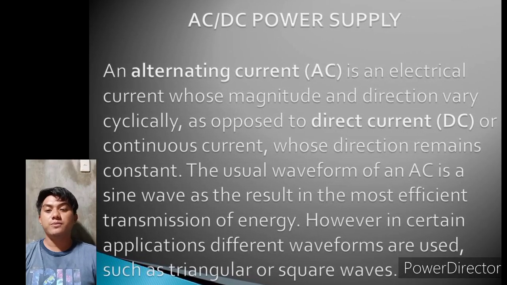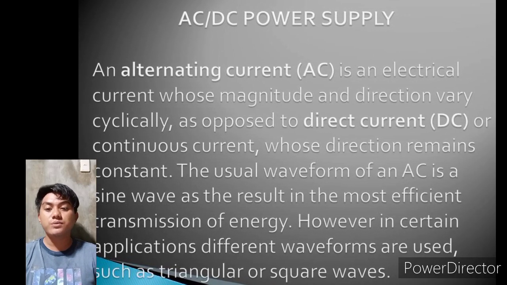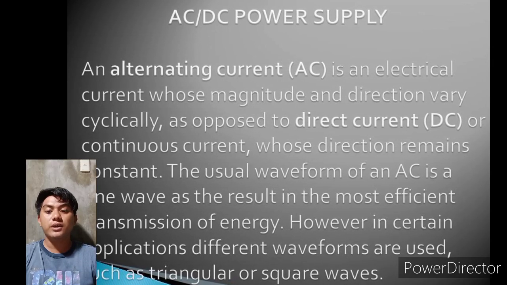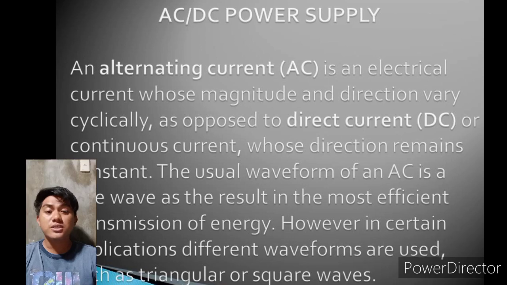AC and DC power supply. An alternating current, or AC, is an electrical current whose magnitude and direction vary periodically, as opposed to direct current, or DC, the continuous current whose direction remains constant.